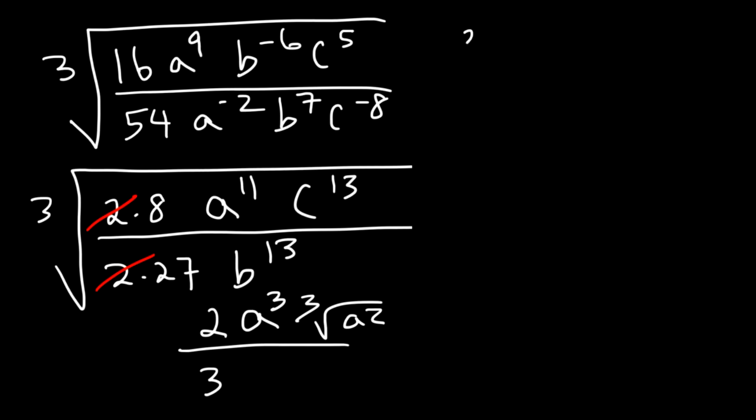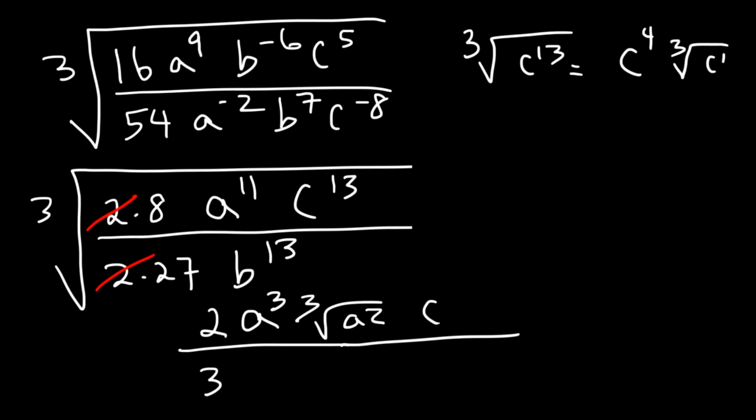Now what about the cube root of c to the 13? 3 goes into 13 four times, and 4 times 3 is 12. 13 minus 12 is 1, so we have 1 remaining. So on top is going to be c to the 4th, cube root c.